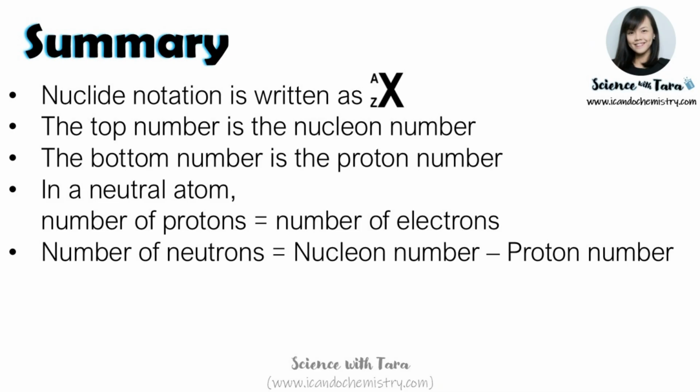Now in this video, we learned that nuclide notation is written as this. The top number is the nucleon number. The bottom number is the proton number. In a neutral atom, the number of protons is equal to the number of electrons. Number of neutrons is given by the nucleon number minus proton number.